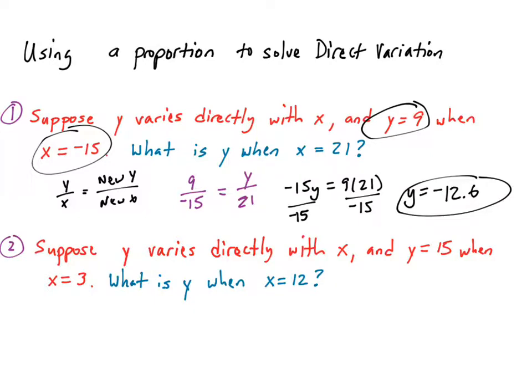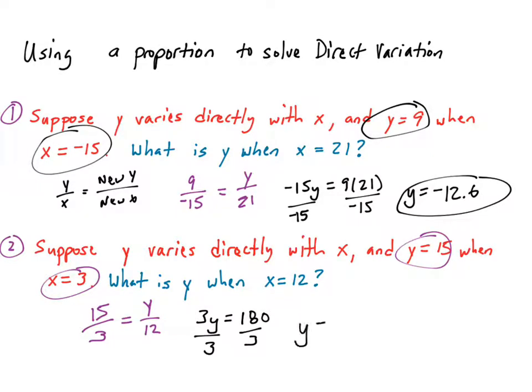Problem 2 says, suppose y varies directly with x, and y equals 15 when x is 3. What is y when x is 12? Alright, so we're going to set up the proportion again like we did before. We know that y is 15, x is 3, so 15 over 3 equals, we're looking for y again, so y over 12. So now we just want to cross multiply. That's 3y equals 180. Then we're going to divide by 3, and we get y equals 60.